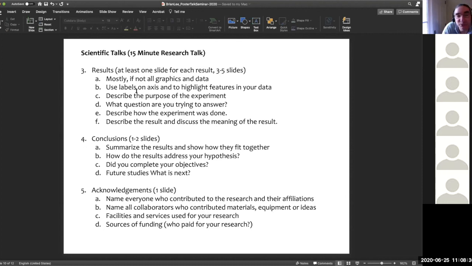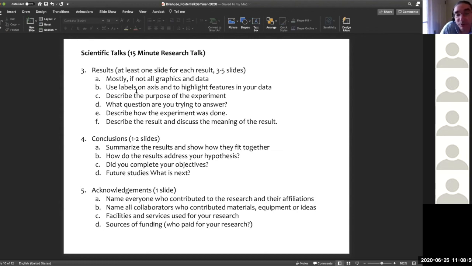And then in the conclusion, you want to summarize your results, show how everything fit together, and focus on the research question. Do the results that you have answer the question you were trying to answer? If not, what do you want to do next? What can you do next to try to answer the original question that you were trying to address?